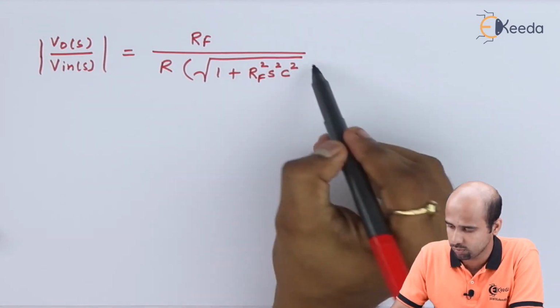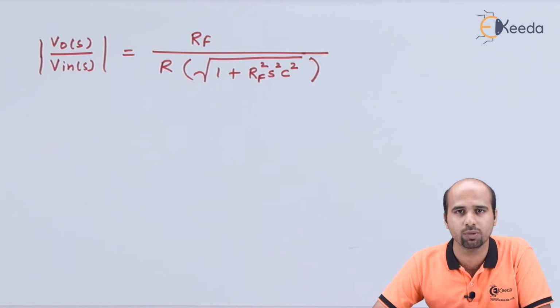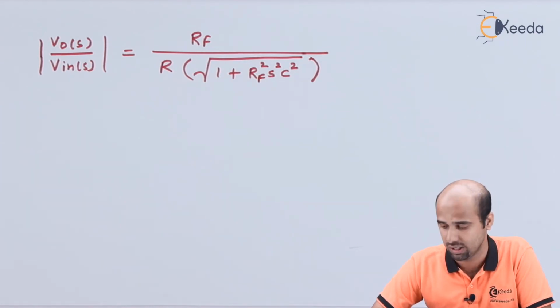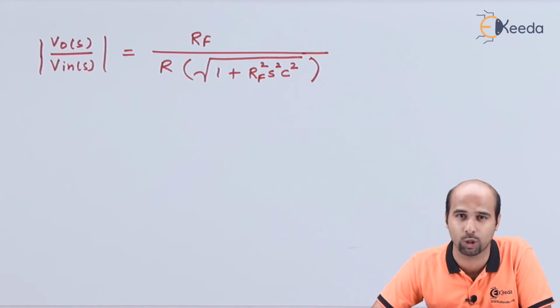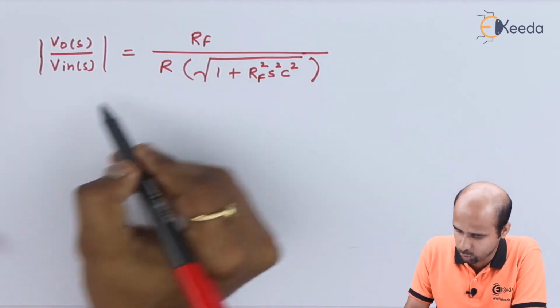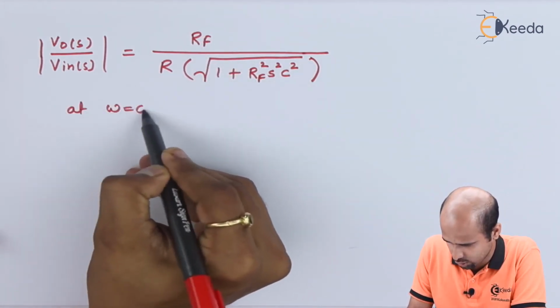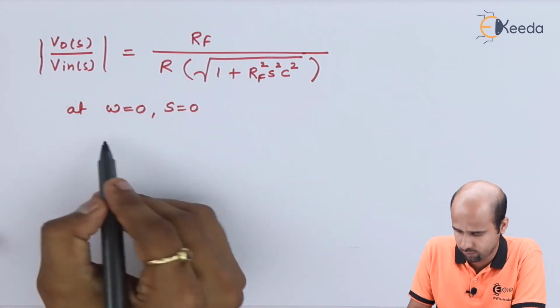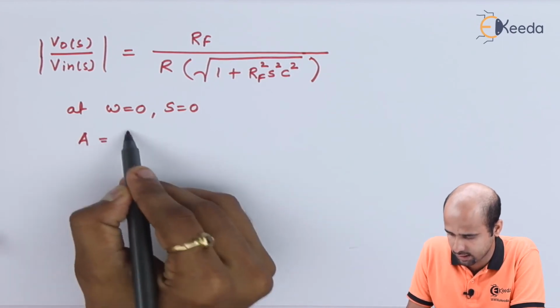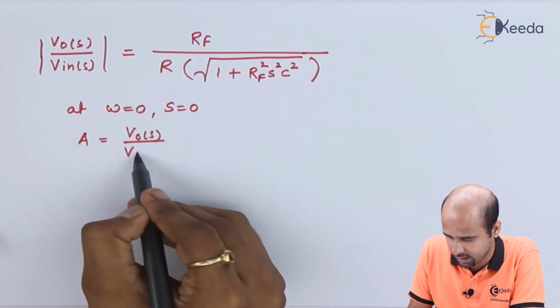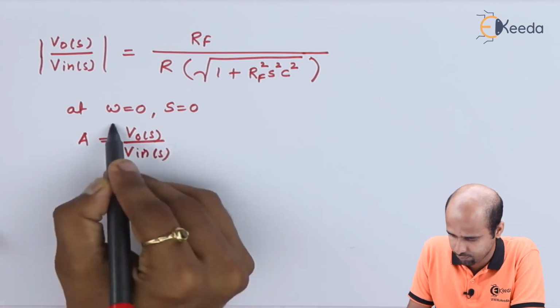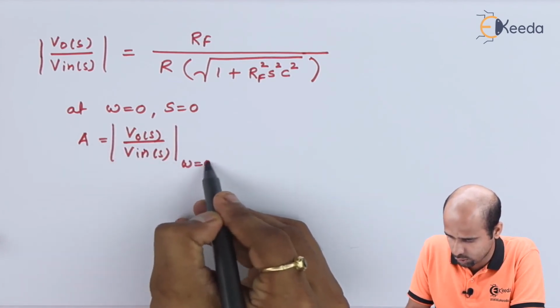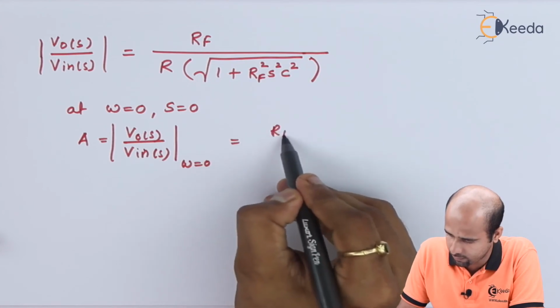Now put the value S is equal to 0. Is it possible to get the value which is infinity? No, it is not possible. Rather than that, it will give you the open loop configuration gain. It will not become an infinite value, right? We will be getting the value at omega is equal to 0. That means S is equal to 0. We get the value A is equal to VO of S divided by V in of S at omega is equal to 0 will become RF upon R.